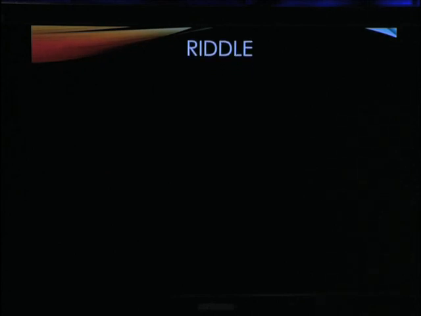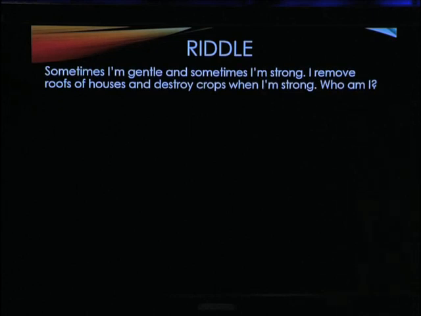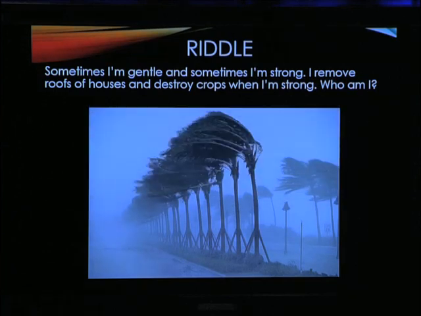Before we discuss the next disaster, I have a riddle for you. Here it goes. Sometimes I'm gentle and sometimes I'm strong. I remove roofs of houses and destroy crops when I'm strong. Who am I? I am none other than Windstorm. So the next disaster is Windstorm.